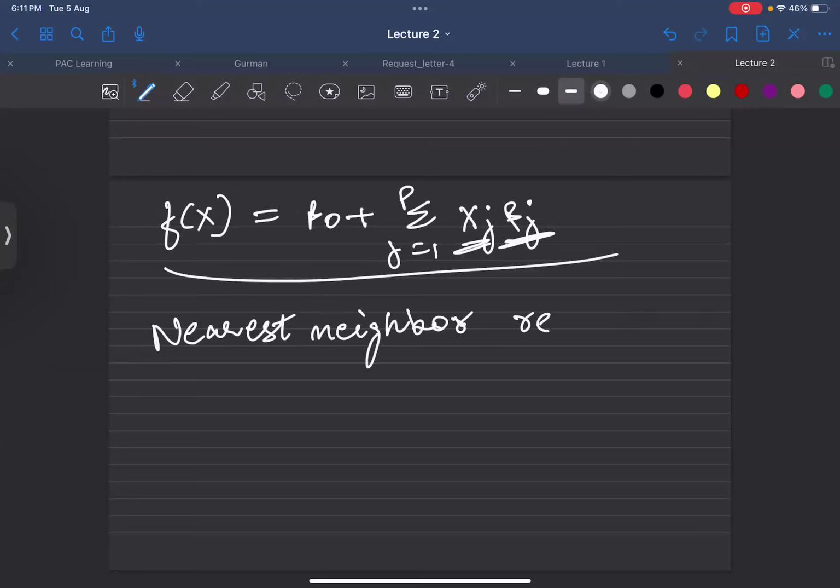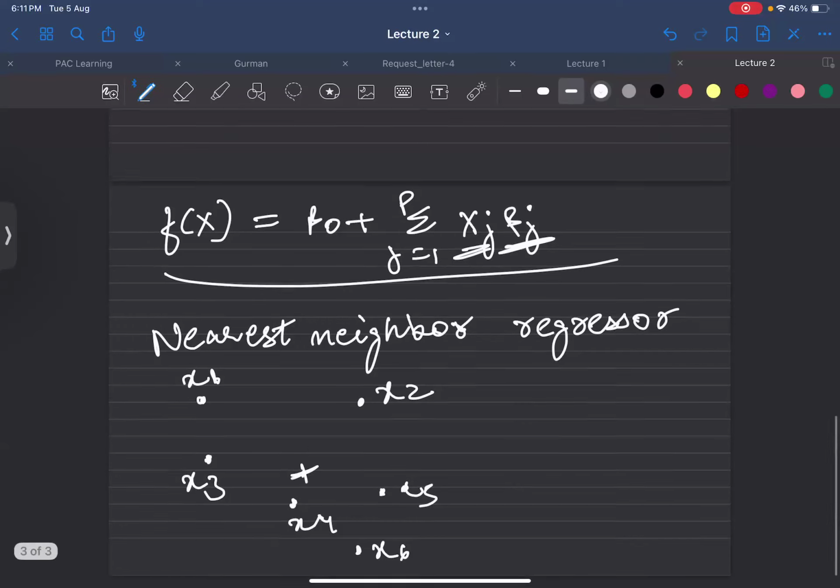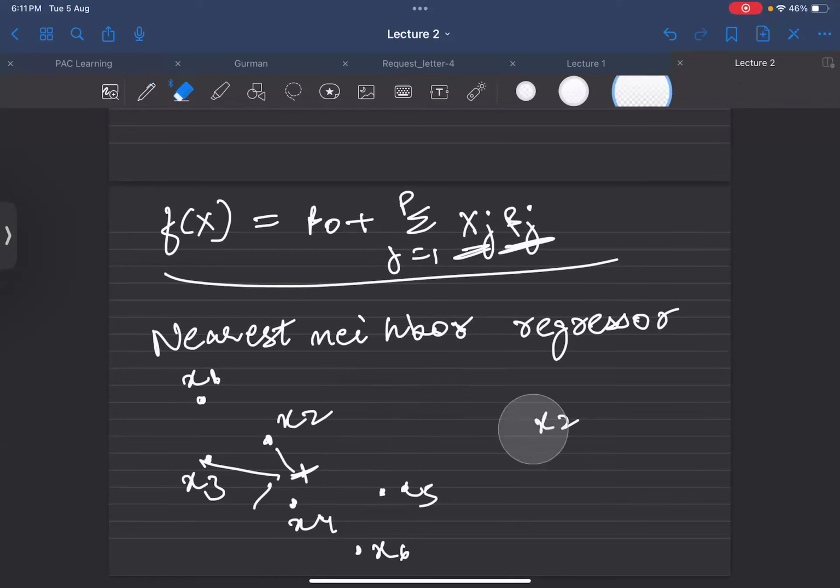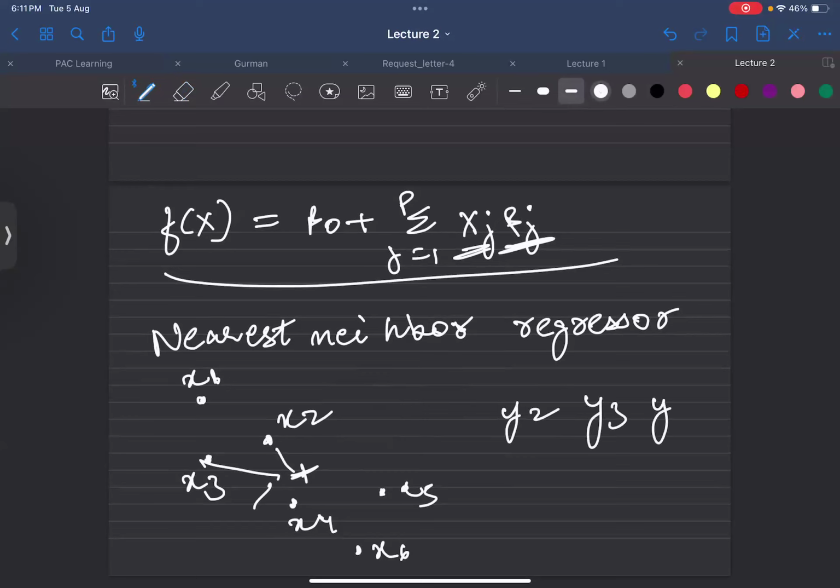In nearest neighbor regressor, we said, okay, there are some points x1, x2, x3, x4, x5, x6. Suppose I have to predict the output of this x. Suppose this is x2, and I'll see its three nearest neighbors, 1, 2, 3, and I'll take the average of them. X2, X3, X4, what are their outputs? I'll see Y2, Y3, and Y4, do the average of them, and whatever output comes, that is the output of X.